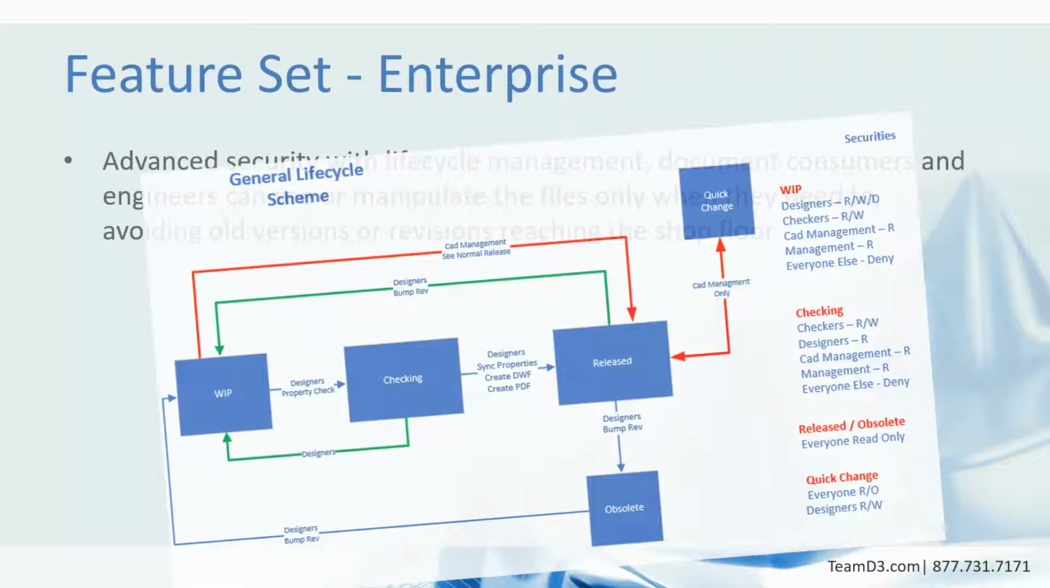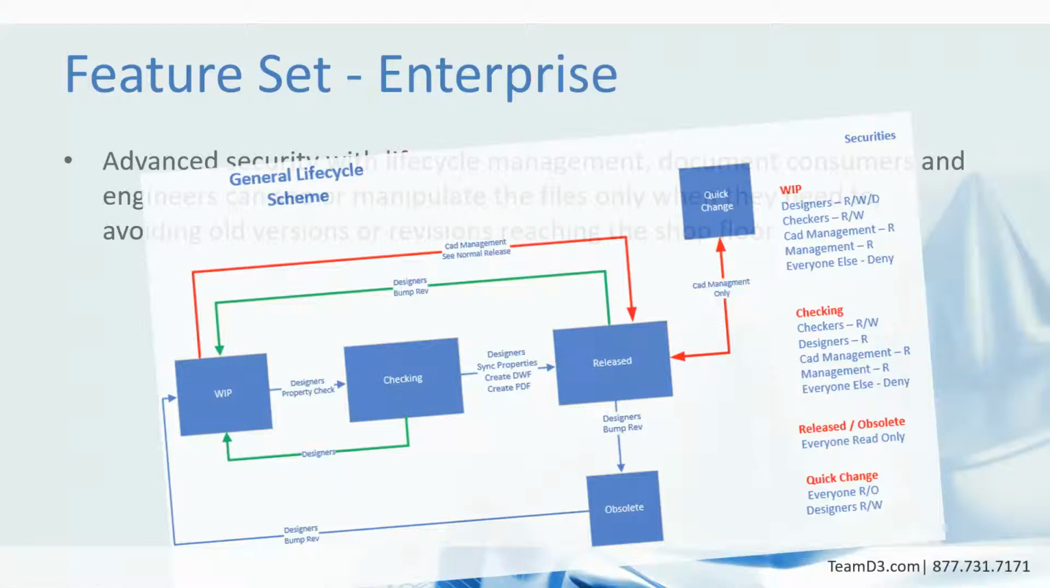In each one of these steps, I can control who can read it, who can write to it, and who can delete it. Or maybe who cannot see it at all. So you can see while it's in work in progress, my management team has read only. My designers and checkers have read write. My designers can delete it, but everyone else, they're denied. Same thing in my checking. I don't want them to see it. When it gets to release, everybody can see it read only.